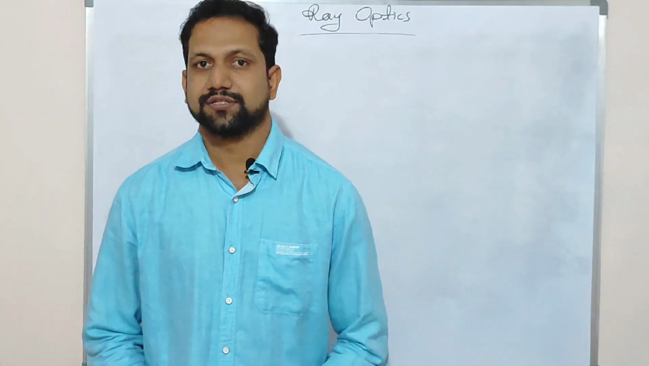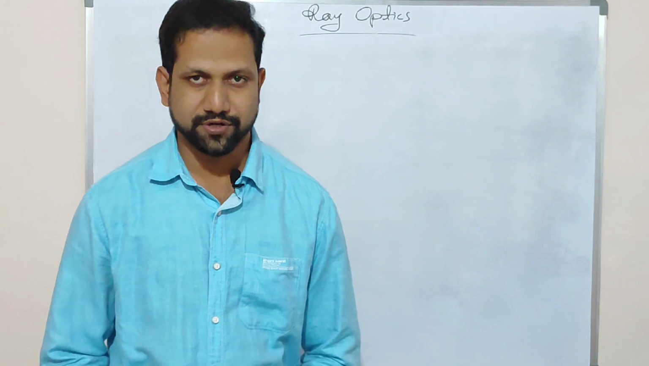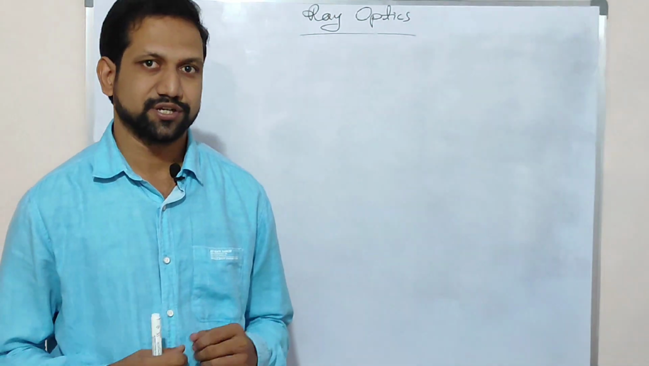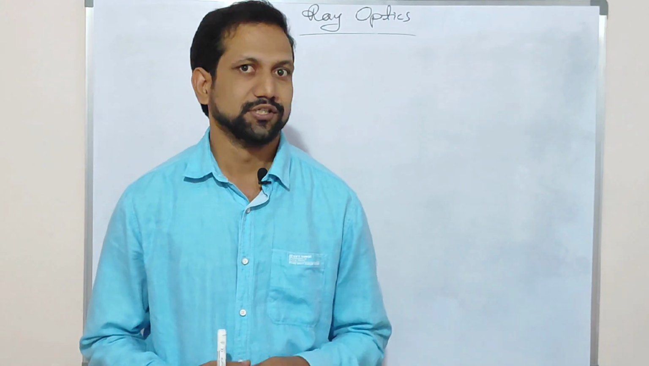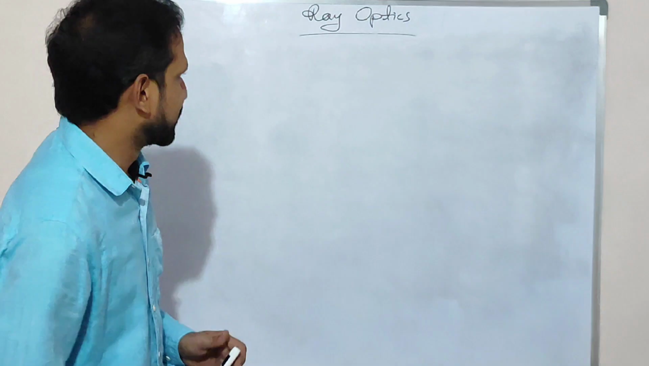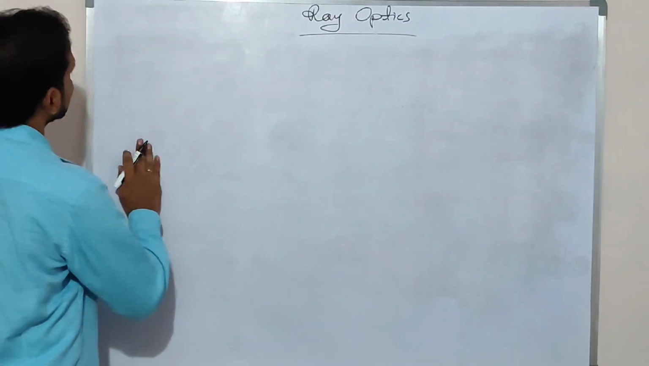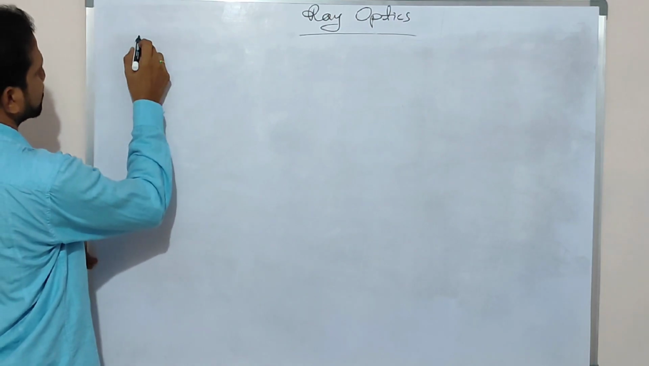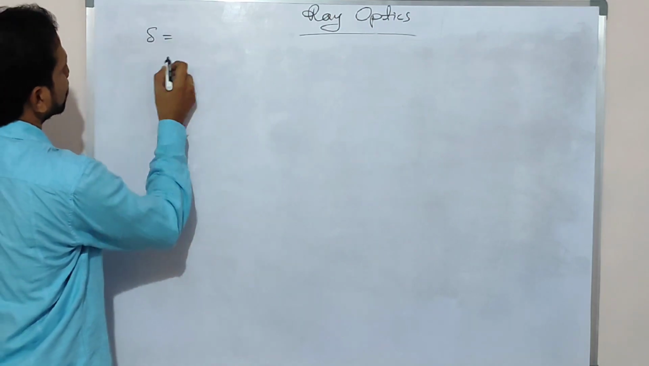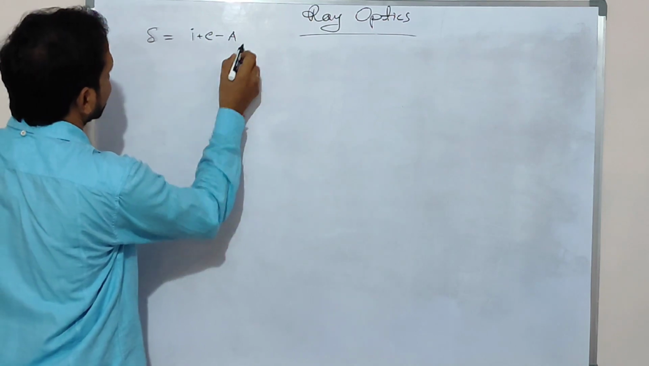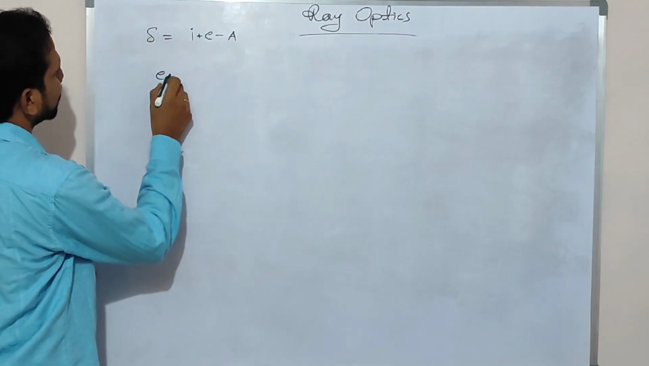Okay, so let us discuss the next condition, that is the minimum deviation condition. In this case, the light ray will be incident on the prism at a certain angle, so that it will have the minimum deviation for that incidence. From the formulas we have written already in the previous class, the deviation delta equals I plus E minus A.